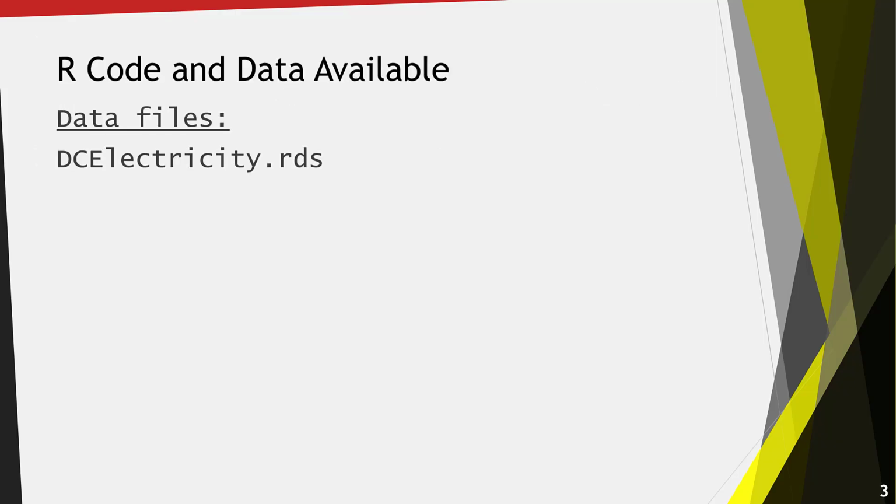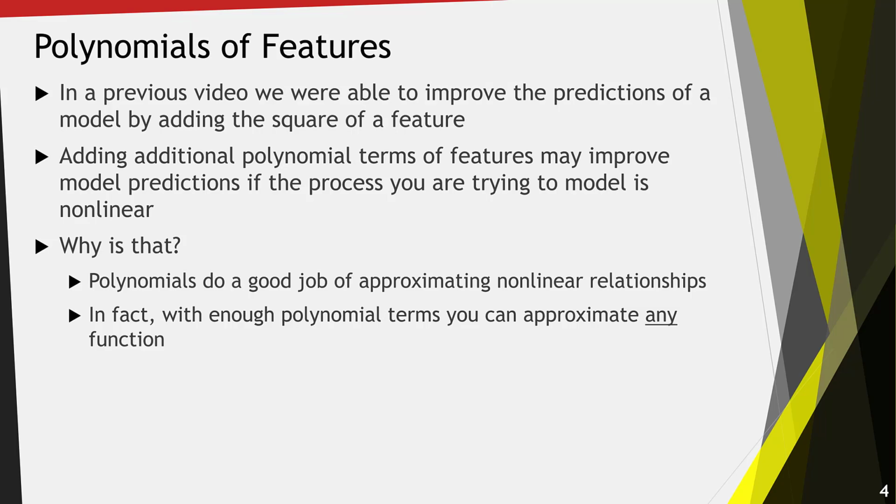The data file used is dcelectricity.rds. You should download those now if you'd like to follow along. You saw in a previous video that we were able to improve the predictions of a model by adding a square of one of the features.